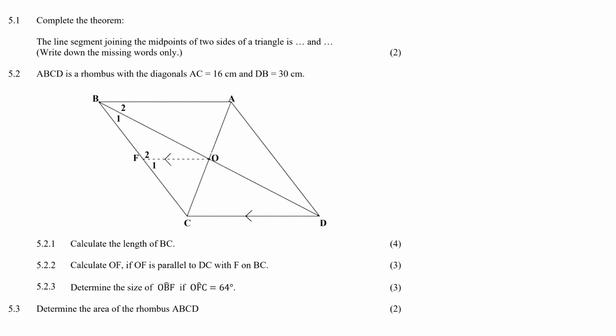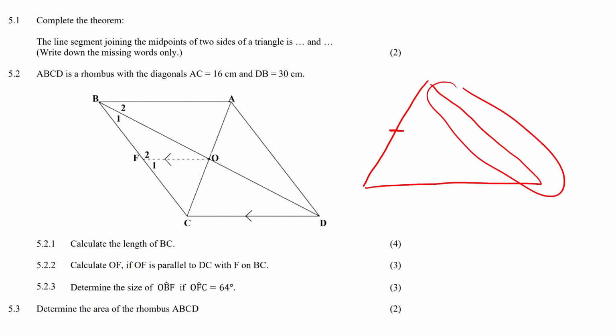Complete the theorem. The line segment joining the midpoints of two sides of a triangle. Okay, so let's draw a triangle. And then they said the line segment that joins the midpoints of the two sides. If this is the first side over here, let's put the midpoint there. And if this is the next side, let's put a midpoint like that. And let's put this one's midpoint over there. When these are midpoints, it means that this length is the same as this length, and this length is the same as this length. Now they said the line segment that joins those two.